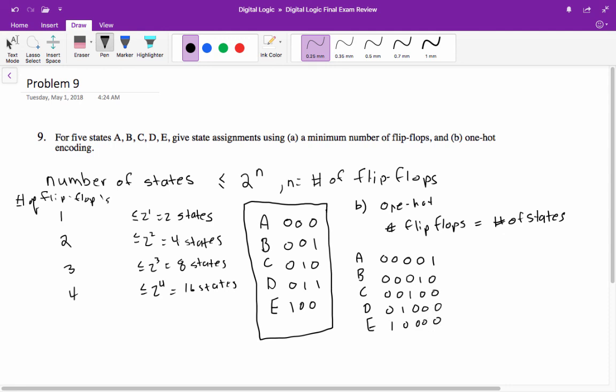Now notice we didn't break the rule that we had over here. I used 5 flip-flops, and so 5 would mean I could have less than or equal to 2 to the 5th equals 32 states. But that's less than or equal to. I can have any number of states less than or equal to 32. So I use 5 flip-flops, and I have 5 states. And that's how you do one hot encoding.